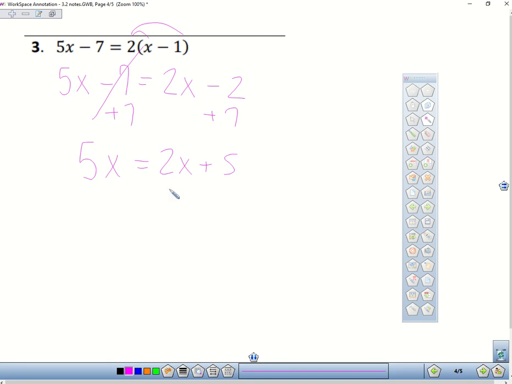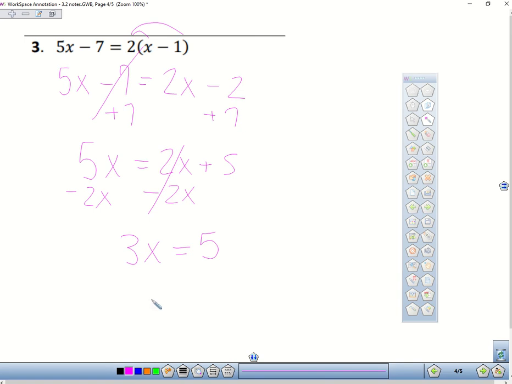Now, is this 2x positive or negative? Positive. So how do I get it to the other side? I subtract it, good. So what is 5x minus 2x? 3x. Good. 3x equals 5.